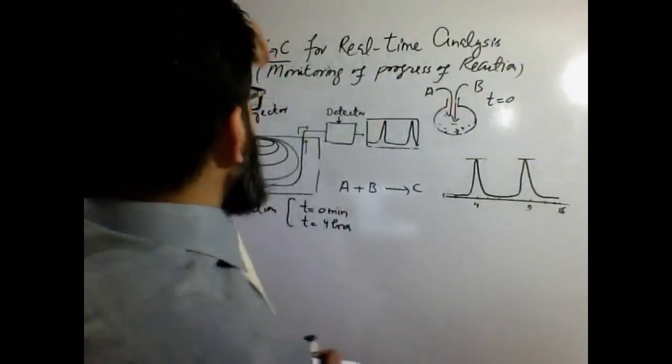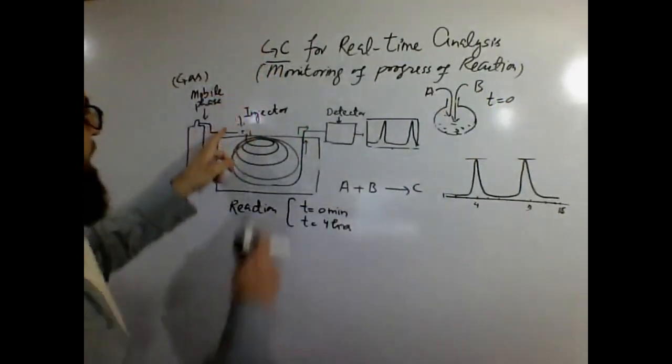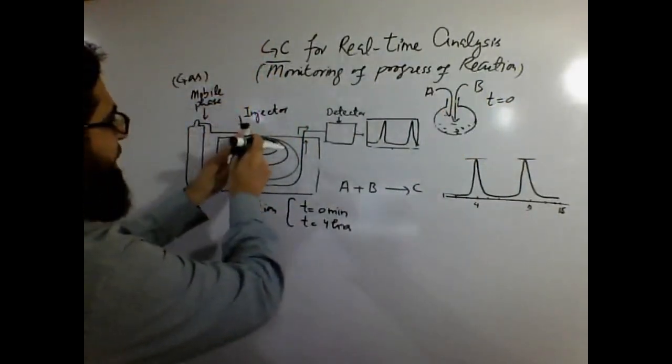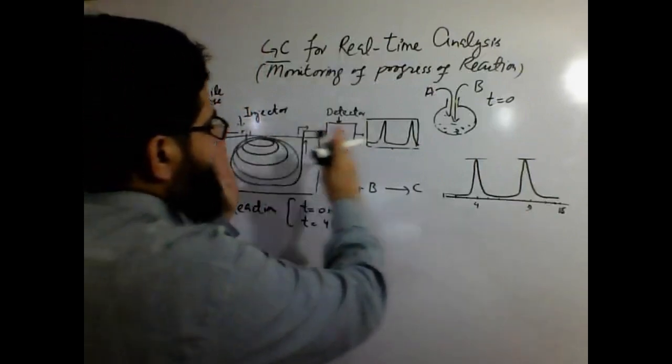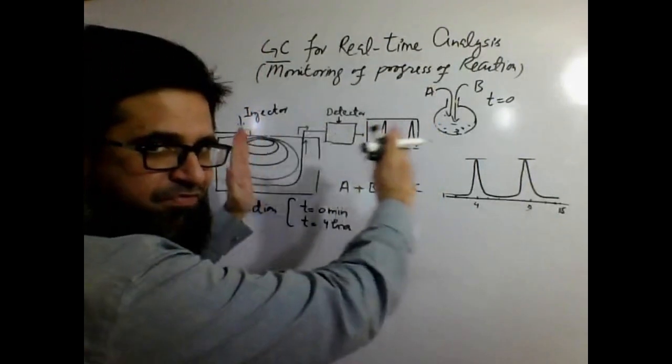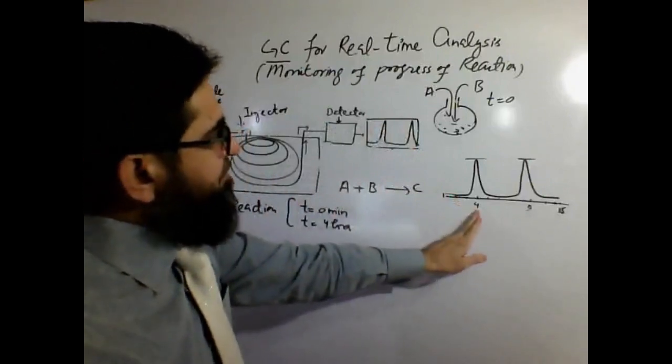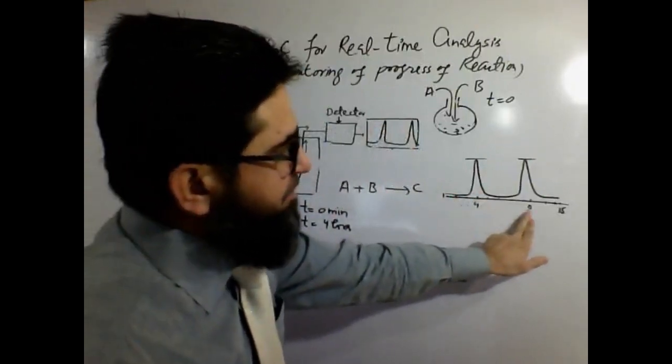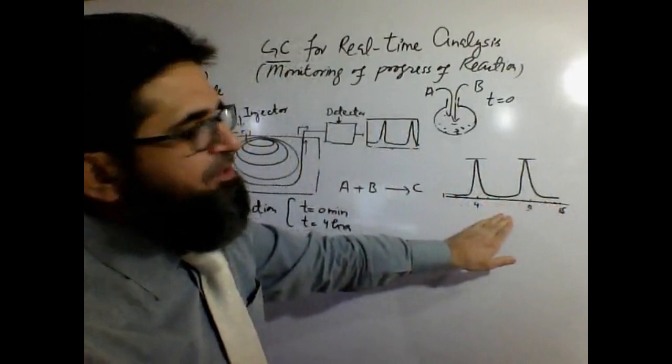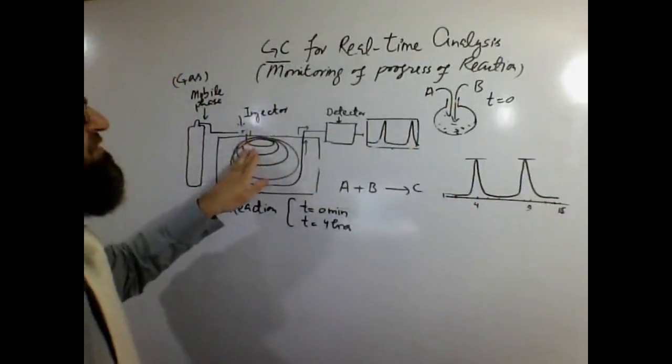took a sample and we ran it in the GC, and we let the GC analyze from 0 to 15 minutes. At 4 minutes we observed a peak, and at 9 minutes we observed a peak. So 15 minutes is the time for the analysis of the GC.